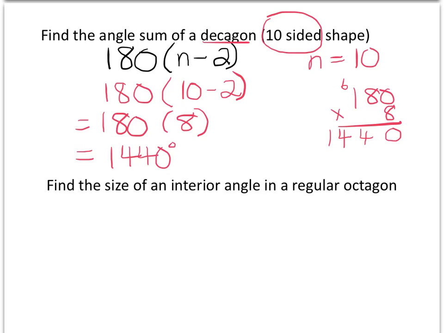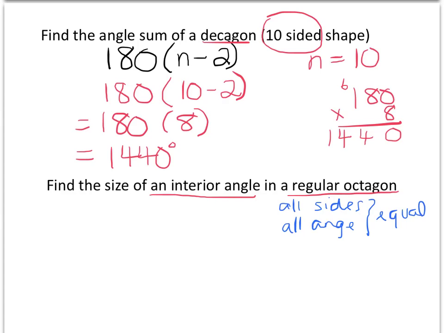Okay, our next problem says find the size of an interior angle in a regular octagon. Now regular just means that all of the sides and all of the angles are equal. So a regular polygon has all sides and all angles equal.